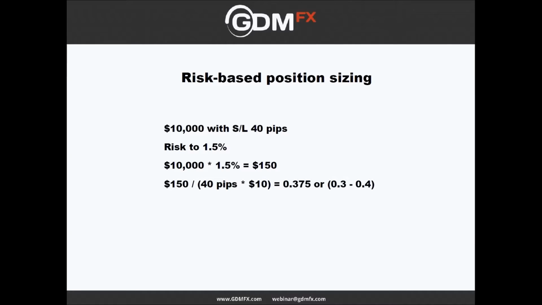by the result of the 40 pips multiplied by $10, which is 400. So if you divide 150 by 400, you will get a result of 0.375 lots, or you can choose something in between 0.3 and 0.4 of a lot. This is basically the final position sizing rule. There are not many.